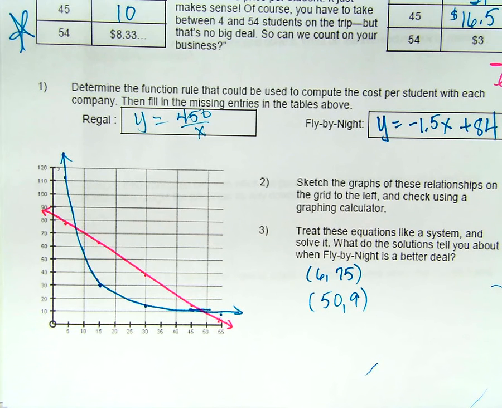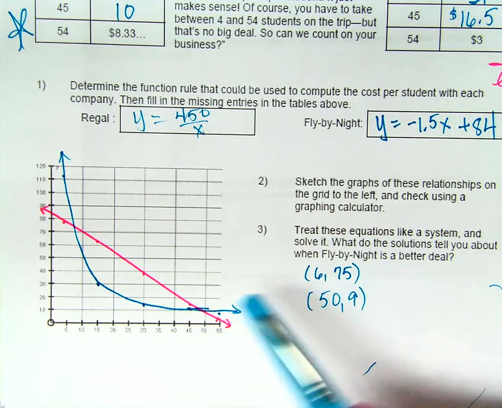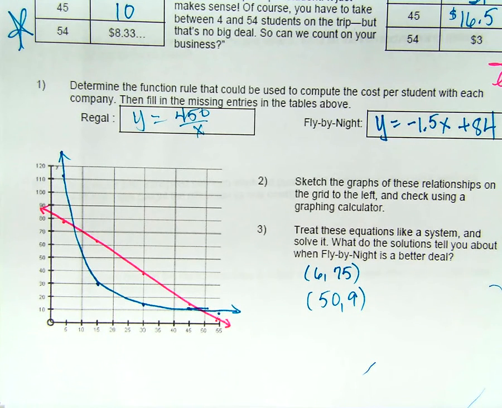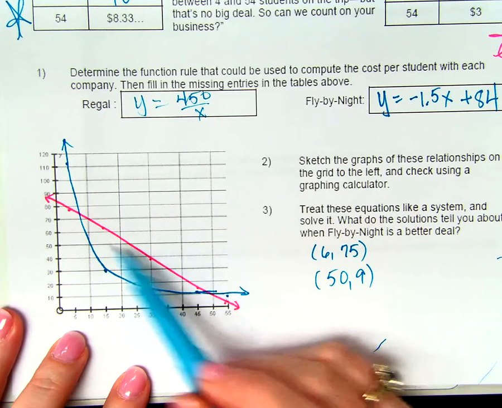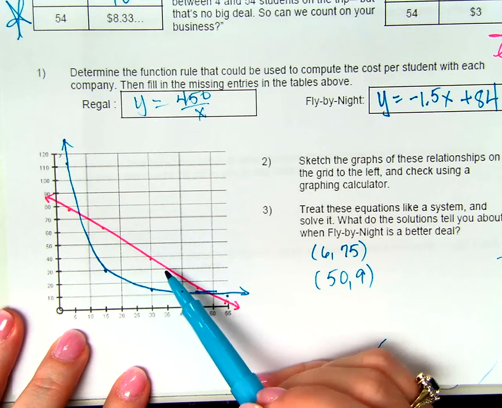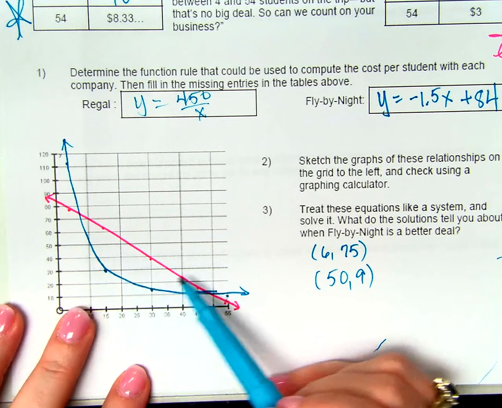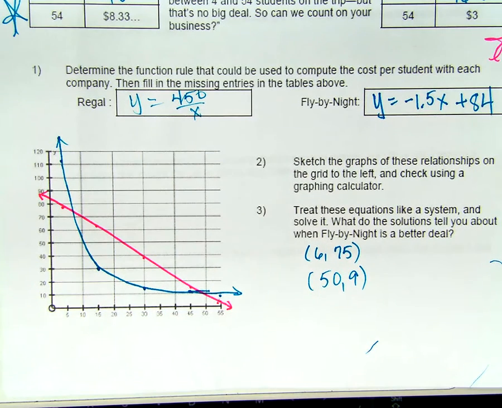Okay, that's all fine and good, but that's not what it asks for. It says, what do the solutions tell you about when Fly-By-Night is a better deal? What do these points mean in this problem situation? When? The pink is higher, right? Yeah. The pink would be more cost. So the blue, the rational function, Regal, is lower. It's a lower price. Between 6 and 50.